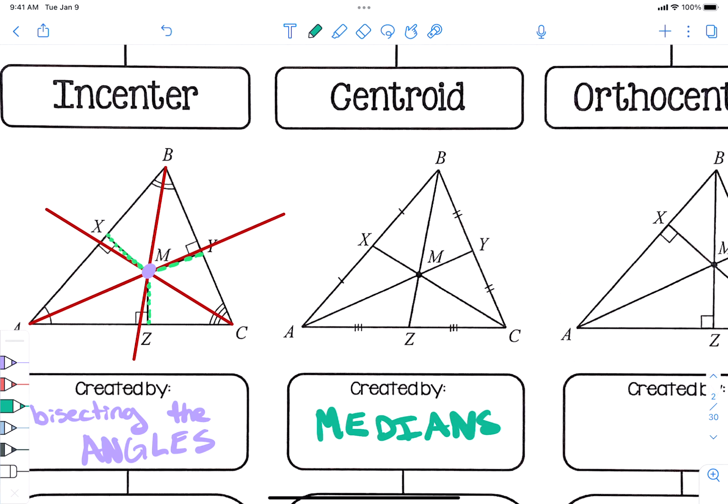MEDIANS. And the medians are going from the midpoint, which is this guy, to the vertex, which is this guy. We're doing each one of those. Midpoint to vertex. That's what the median does. Median is middle. Middle is midpoint. Okay? Midpoint to vertex, there's what he is. That's one of the medians. Do all three of them. That's where your centroid is.